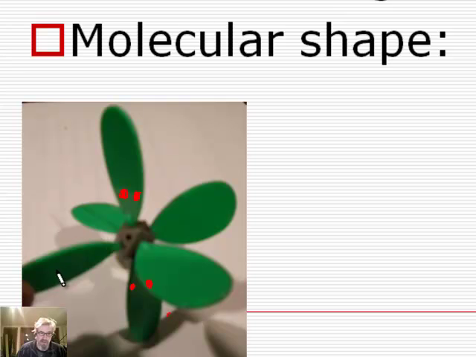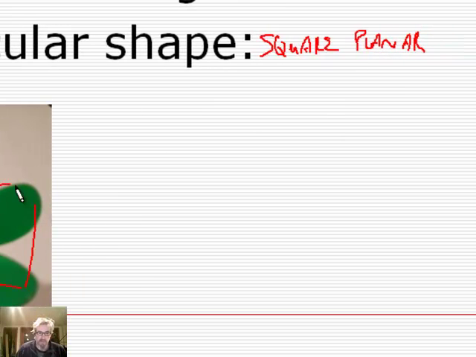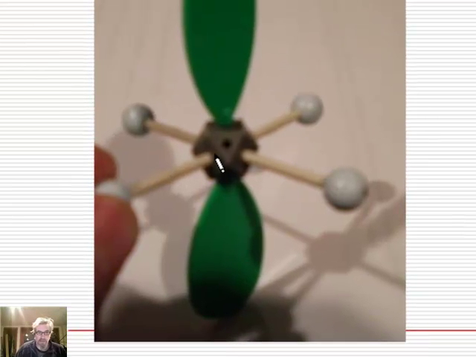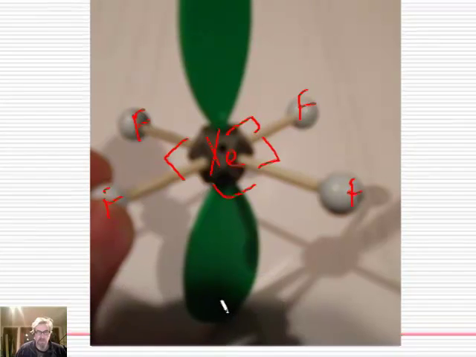The molecular shape, then, is flat. I got 2 lines that intersect right at the center, and that's called a square planar, because the outside atoms make a square, but it's a flat plane. So the molecule actually looks like, here's my xenon atom, fluorine, fluorine, fluorine, and fluorine. 90-degree angles all around in the square planar.